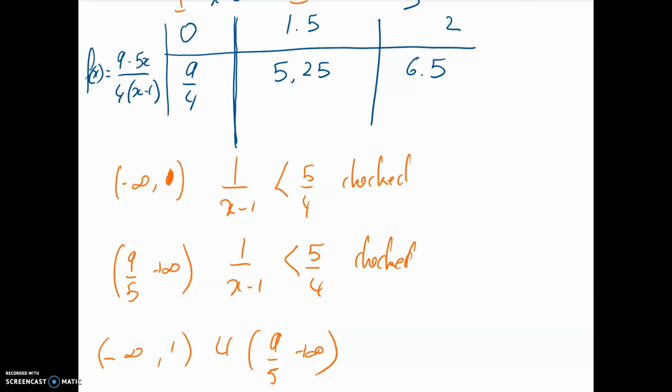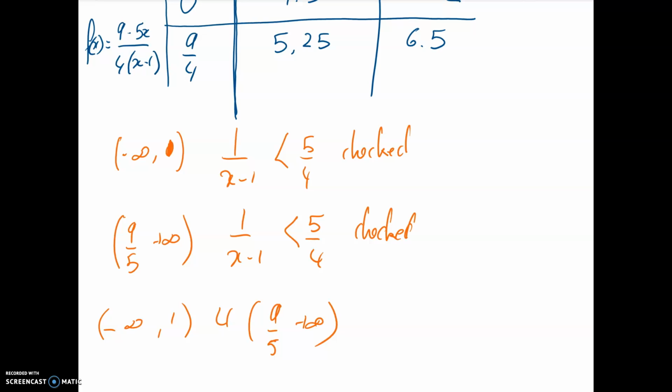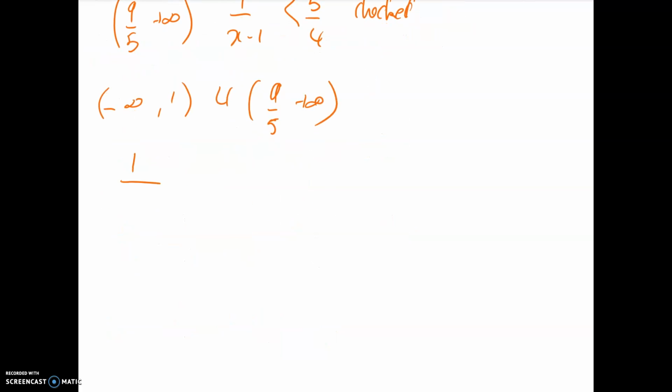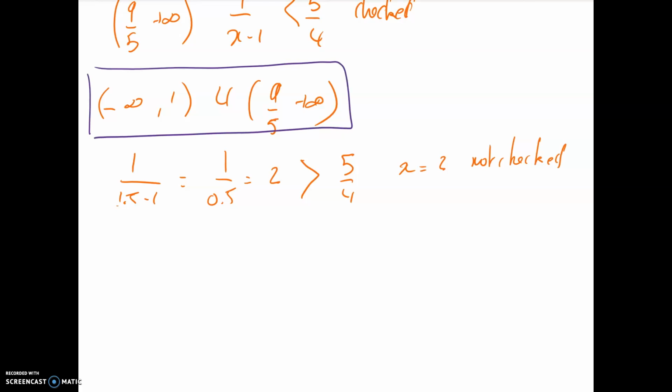When x equals 1.5, I end up to have 1 over 1.5 minus 1, which is 1 over 0.5. So let me do that again. If I substitute 1.5 into 1 over x minus 1, I end up to have 1 over 0.5, which is equal to 2. And that is way greater than 5 over 4. And so that means the interval corresponding to x equals 1.5 is not checked. It doesn't work. So this is why the solution was this.